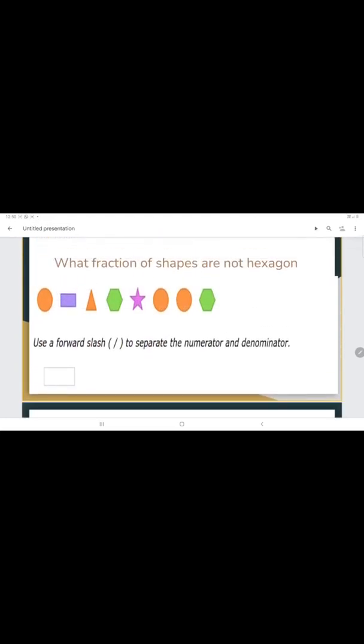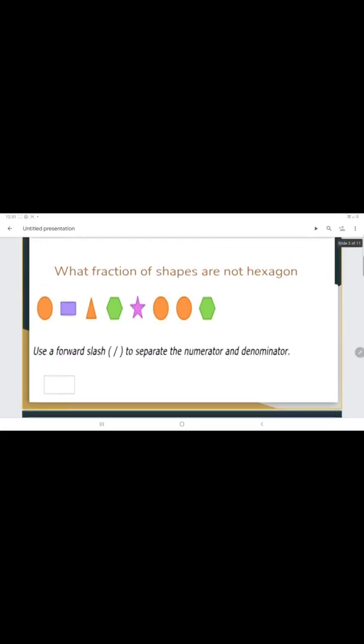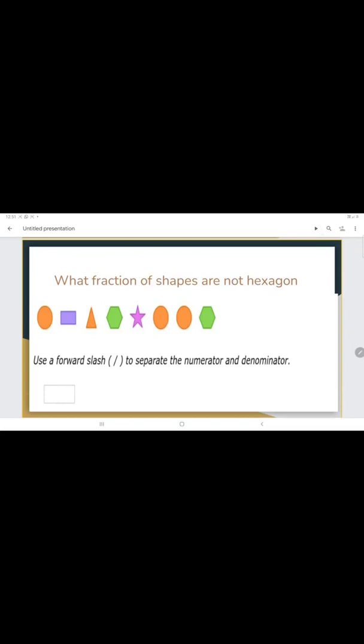Now you can see our next question. It is asking what fraction of shapes is not hexagons. These two are hexagons and it is asking for not hexagons. So we will leave the hexagons and we will count all of the shapes it has given below.